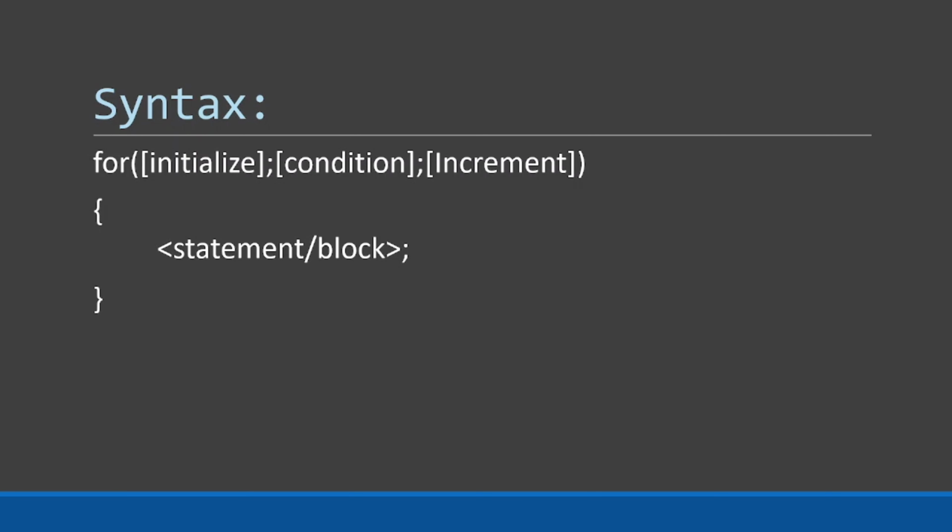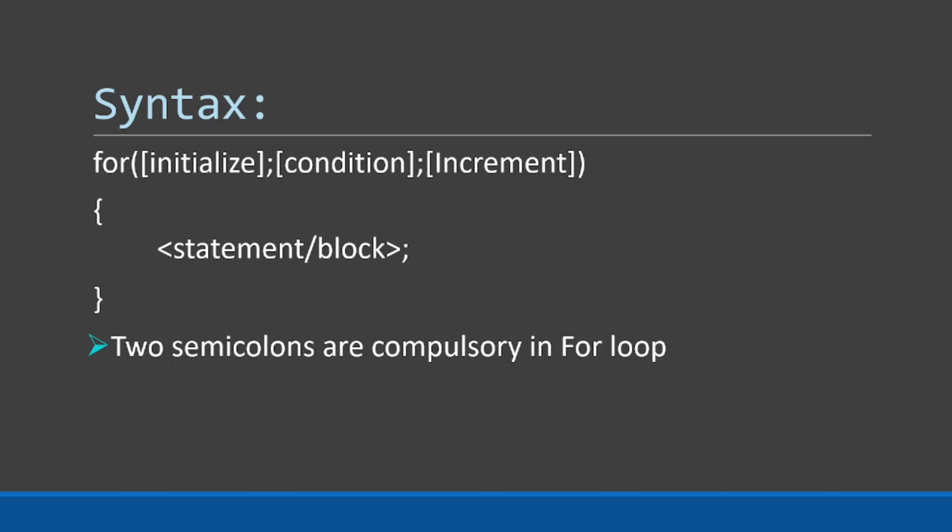So let's learn about syntax. Syntax is like a for loop, and in brackets initialization, condition, and increment, and in braces we have to write our code. Two semicolons are compulsory in the for loop. So let's see some examples.